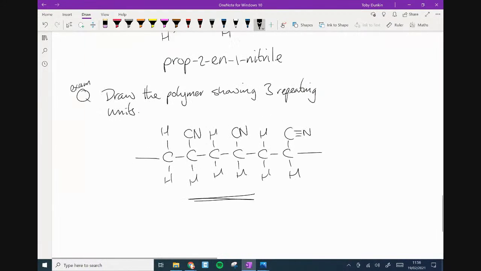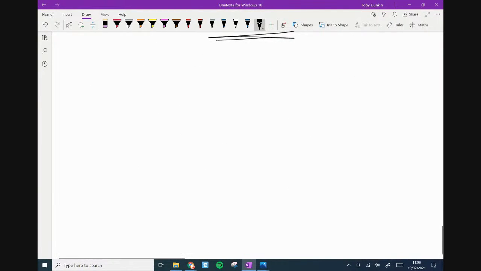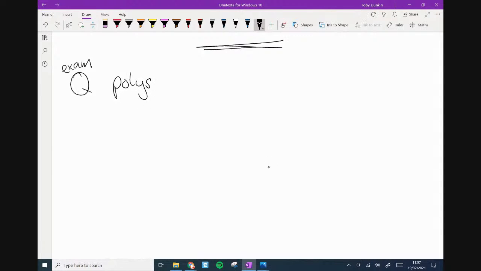Okay, guys. So we've now seen acrylic. Okay, this time I'm going to flip the question. I'm going to draw you a beautiful polymer, and I'm going to ask you to give me the monomer. So this one is polystyrene.